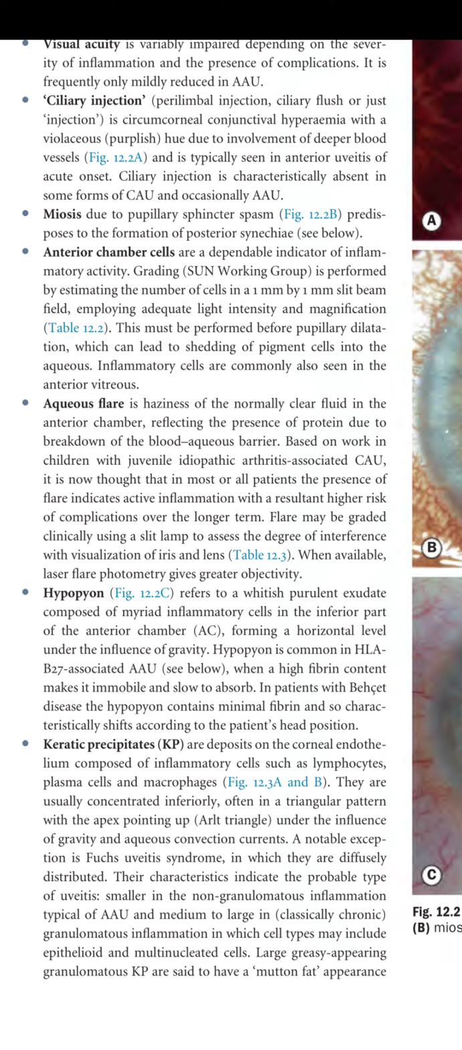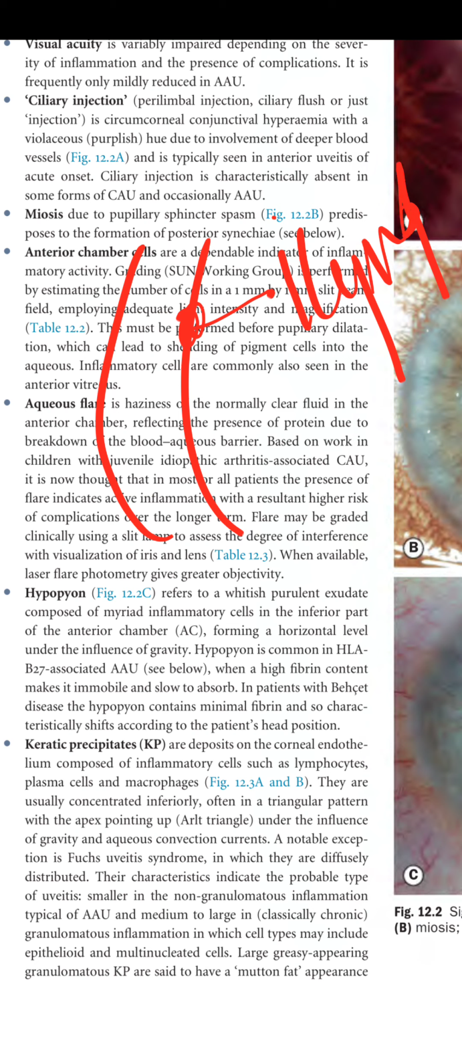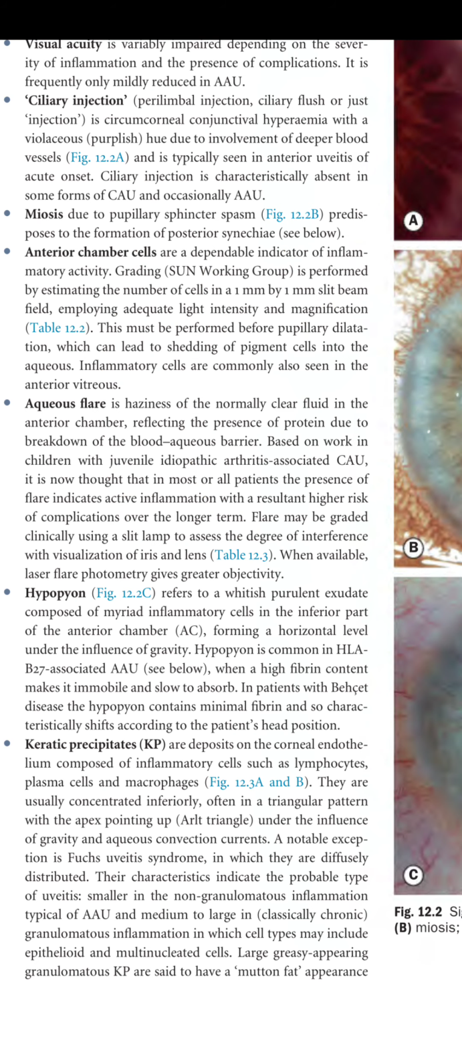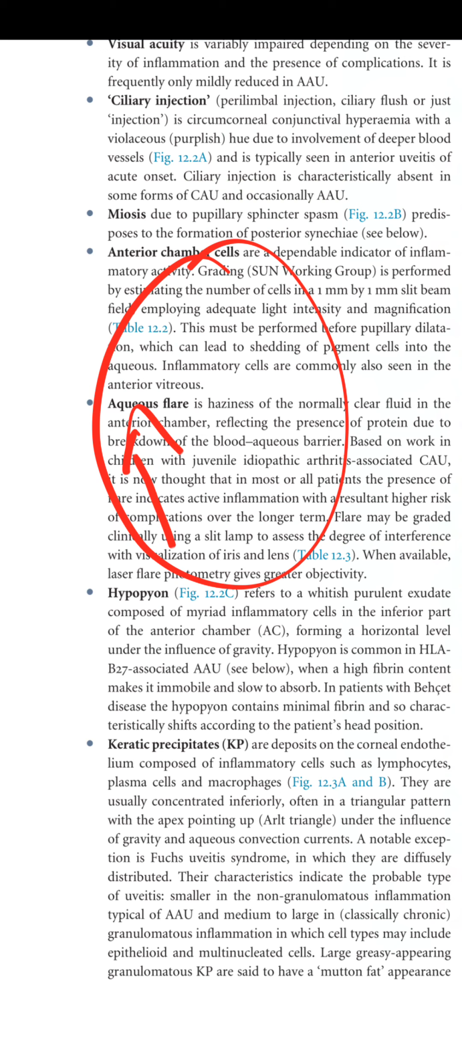Keratic precipitates are deposits on the corneal endothelium composed of inflammatory cells such as lymphocytes, plasma cells, and macrophages. They are usually concentrated inferiorly, often in a triangular pattern with the apex pointing up, under the influence of gravity and aqueous convection current. So gravity is going down and the aqueous current is going up. Due to that, the KPs are usually in the inferior part of the cornea in a triangular fashion.